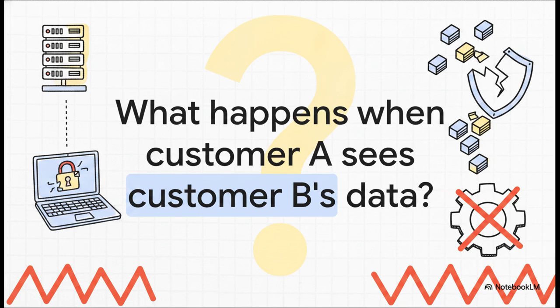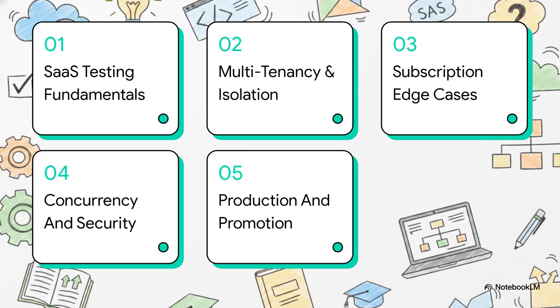Catastrophic data leaks are literally the highest risk in cloud computing. And this stark reality highlights exactly why rigorous software testing isn't just some nice-to-have box to check off. No way. It is completely non-negotiable for business survival. So here's how we're breaking it down today. First, the SaaS testing fundamentals. 2, multi-tenancy and isolation. 3, subscription edge cases. 4, concurrency and security. And finally, number 5, production and promotion.